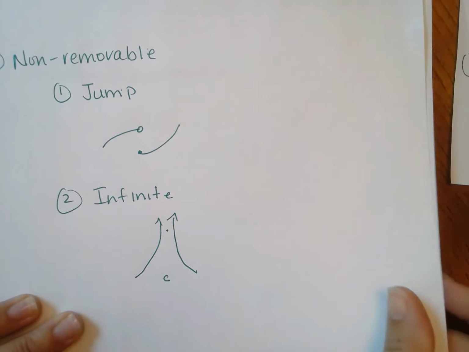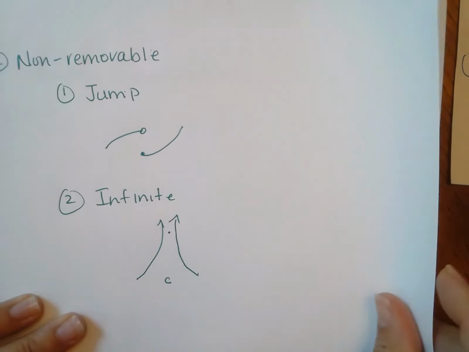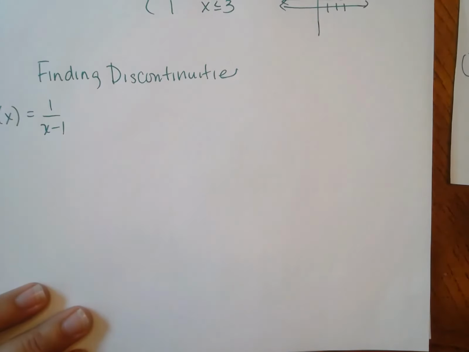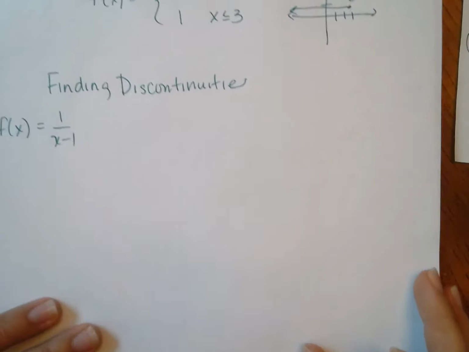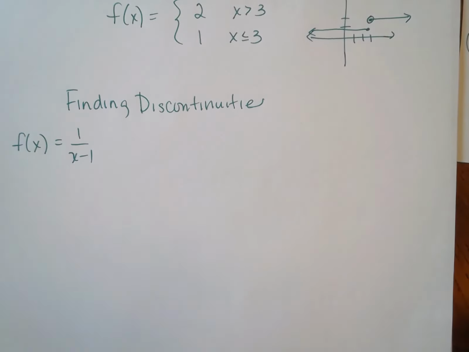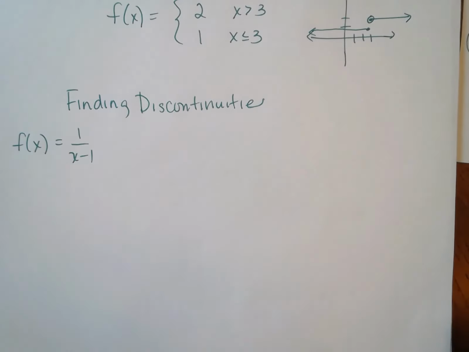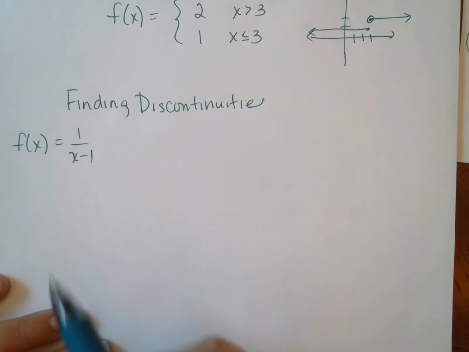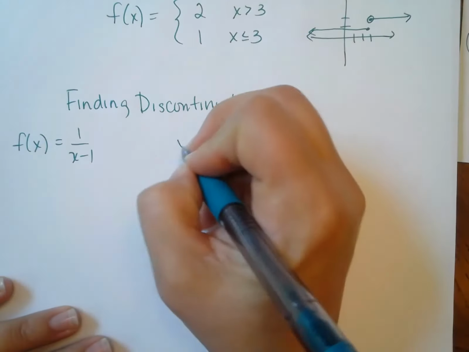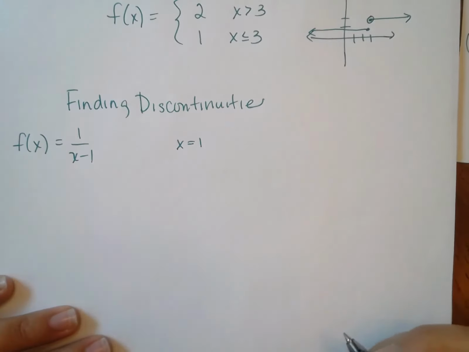Okay, so now that we know the types, we're going to find the discontinuities and call them what they are with justification. So this is a rational function. One of the first things we talked about was the fact that we find discontinuities in rational functions where the denominator is 0. So just like the domain restriction, x equals 1 is going to be a discontinuity.